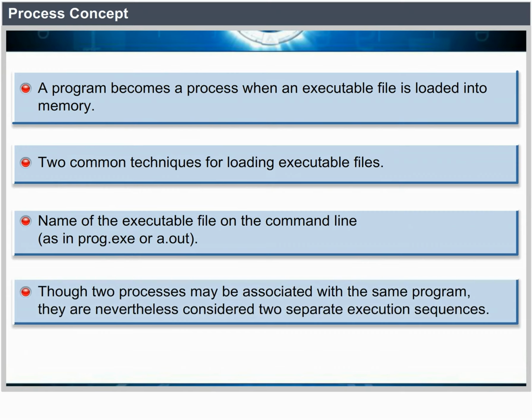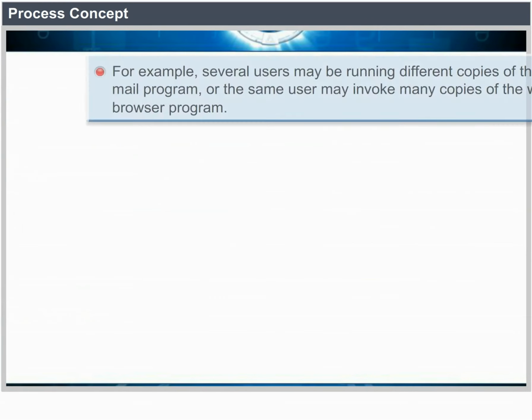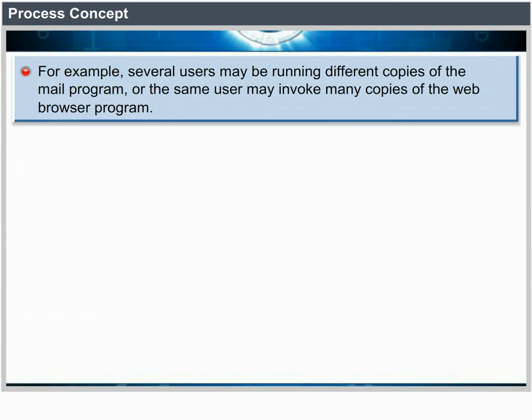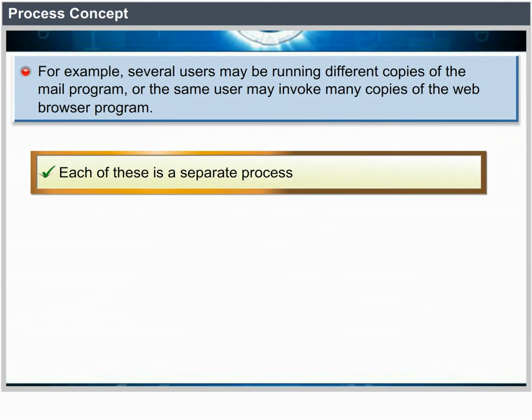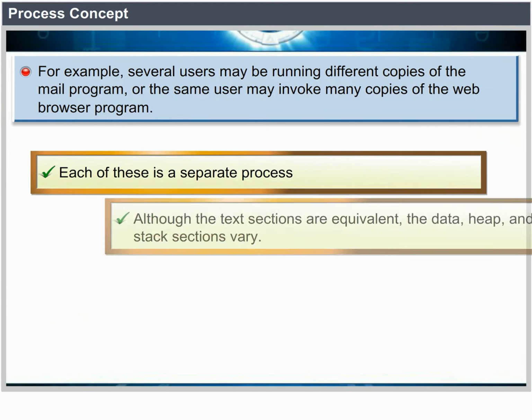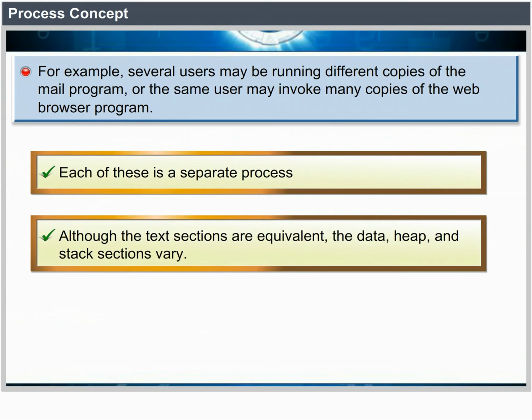Although two processes may be associated with the same program, they are nevertheless considered two separate execution sequences. For instance, several users may be running different copies of the mail program, or the same user may invoke many copies of the web browser program. Each of these is a separate process. Although the text sections are equivalent, the data, heap, and stack sections vary.